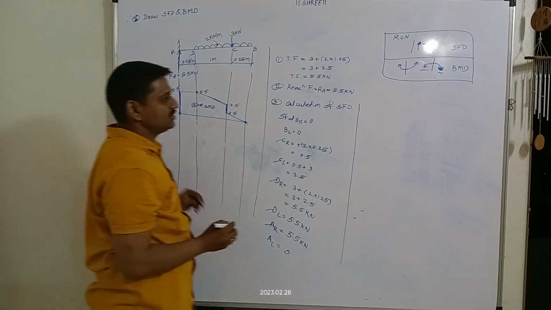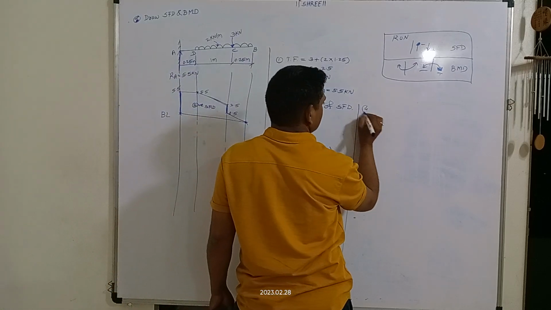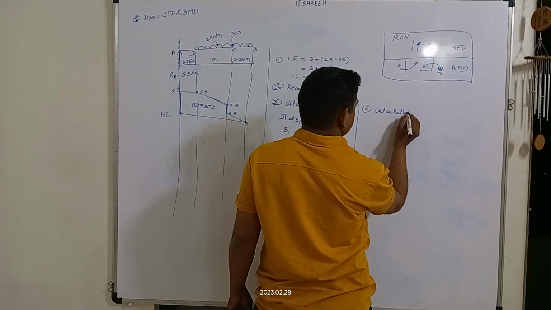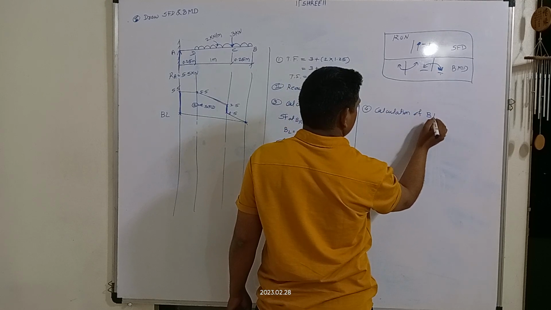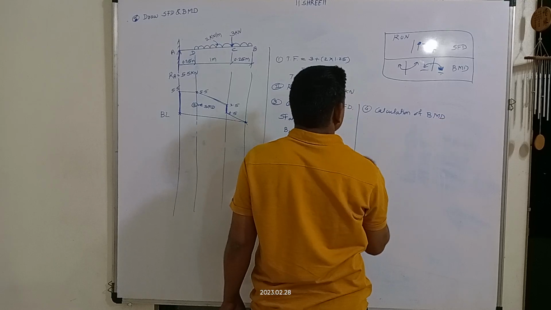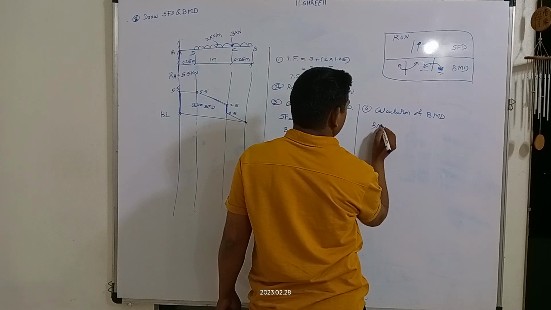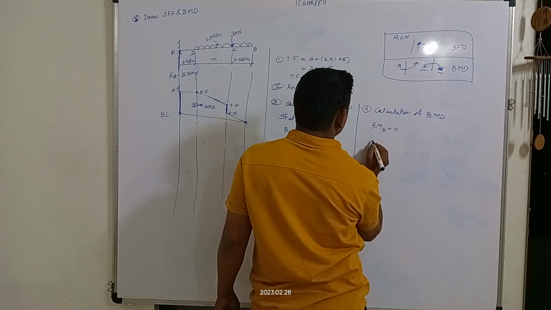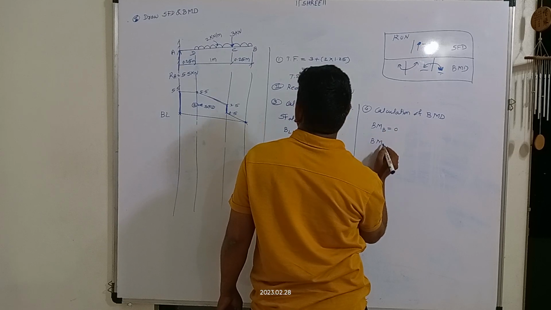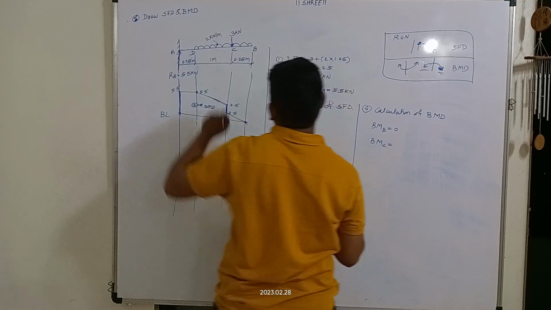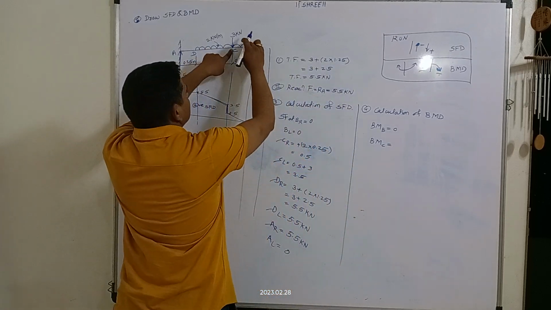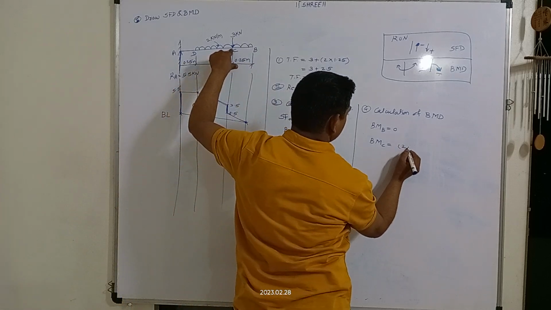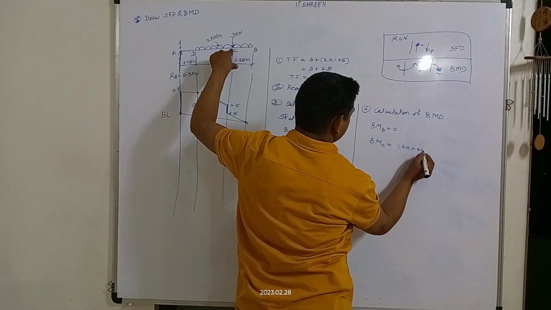The next step is calculation of the bending moment diagram. Bending moment at point B is equal to 0. Bending moment at point C is nothing but this force into this distance, means 2 into 0.25.